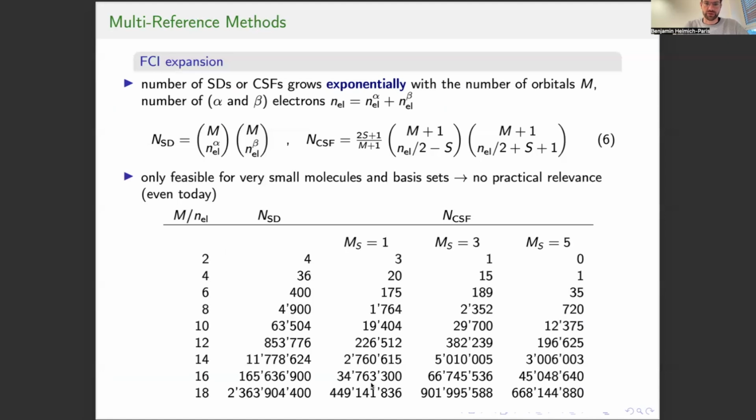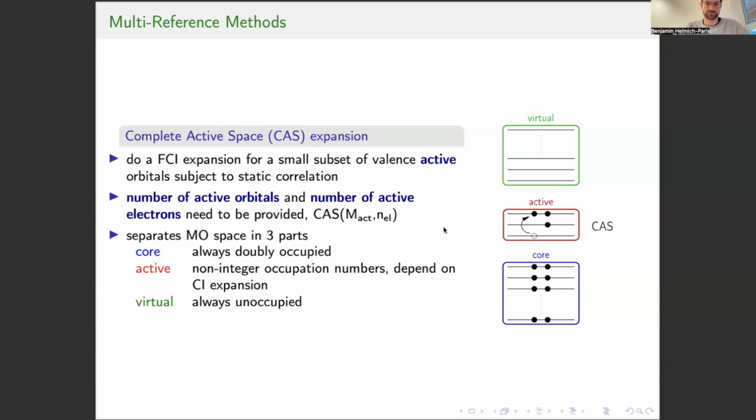The number of configuration state functions is also very high and also grows exponentially with the number of electrons and orbitals. So even today, full CI calculations have no actual relevance in practical applications. So practical multi-reference methods do a full CI expansion by distributing a small number of active electrons among a small number of active orbitals. This usually then defines the so-called complete active space.